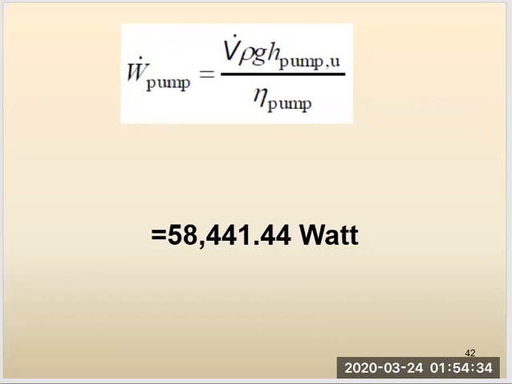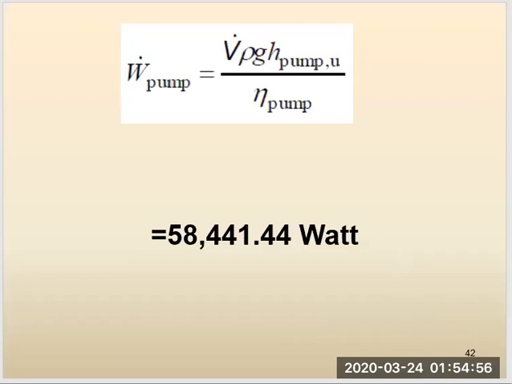But also in the problem statement, it says the pump has a certain efficiency. So I need to divide it by the efficiency of the pump. And this would be the pumping power requirement for this piping system.